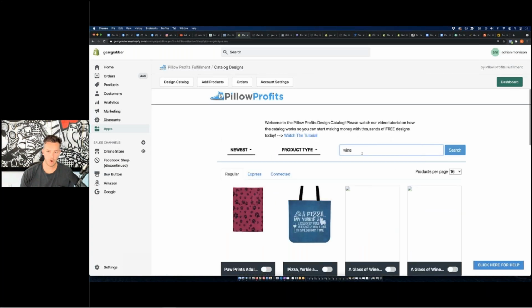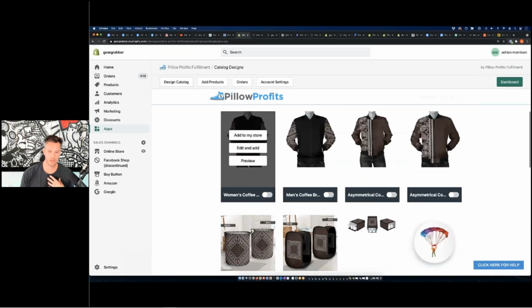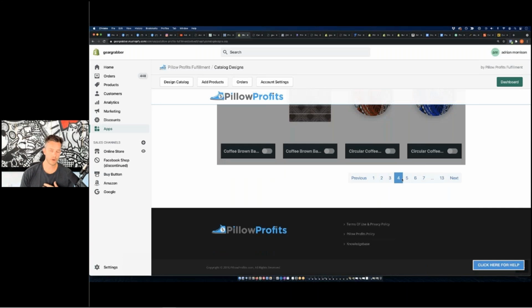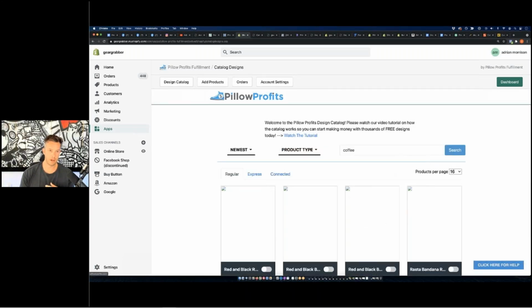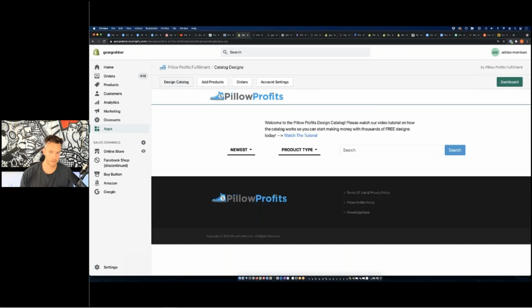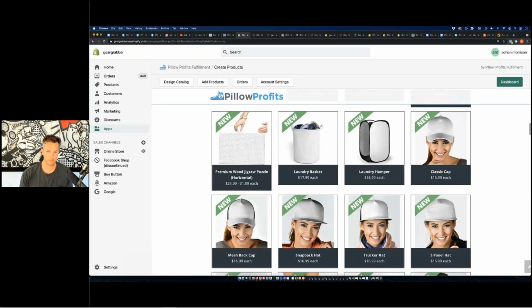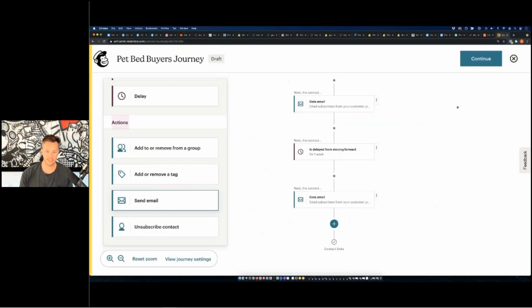So you could type in coffee, right? So let's do coffee if you're selling coffee stuff. So now we have products in the coffee niche. And so for people that don't want to have to think a lot, Pillow Profits is awesome. And you can also customize your own slogans and stuff on their print on demand artwork. But if you're running out of stuff and running out of ideas, it's so great to go to their done for you catalog, add them to your journey. It's in your automated machine.